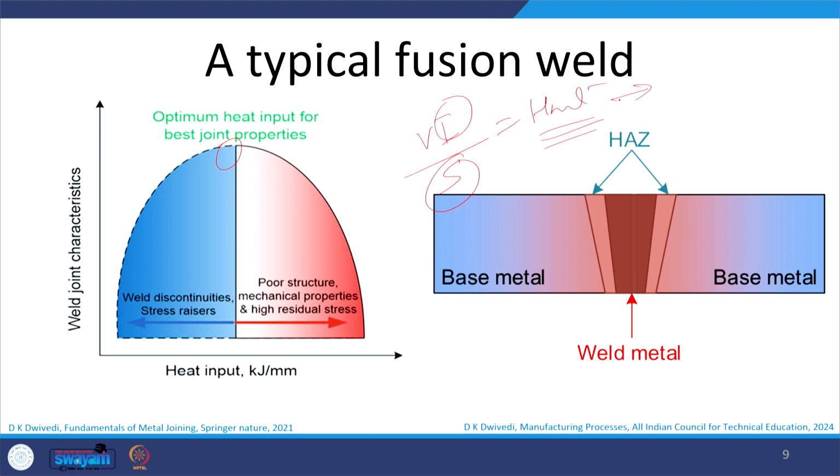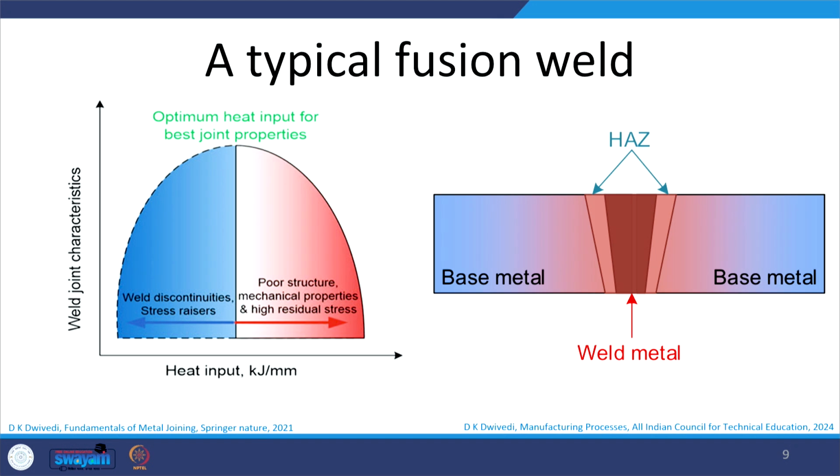For example, TIG welding can offer a heat input in the range of 0.5 kilojoule per mm to 1.5 kilojoule per mm. So, if for the optimum condition it is 0.8 kilojoule per mm, then we need to adjust the voltage, current and welding speed such that we get this kind of heat input. Otherwise, our joint performance will be reduced.